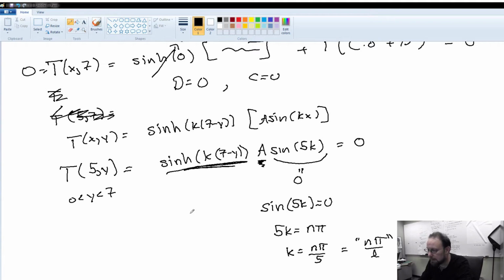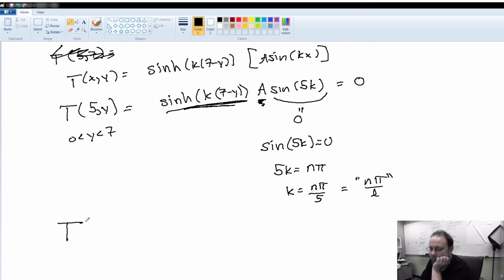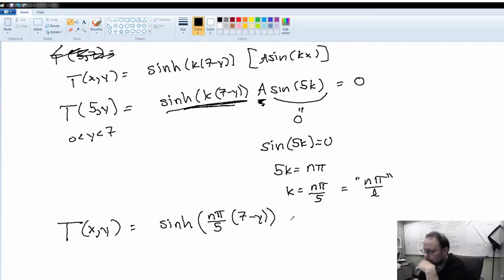Alright, so now let's come back and update our function again. So now we have temperature at xy is sinh, and now we know what K is. It's n pi over 5, times 7 minus y. We have a coefficient A, and then we have sine of KX. I just came back here and replaced K with what we know it is, right?